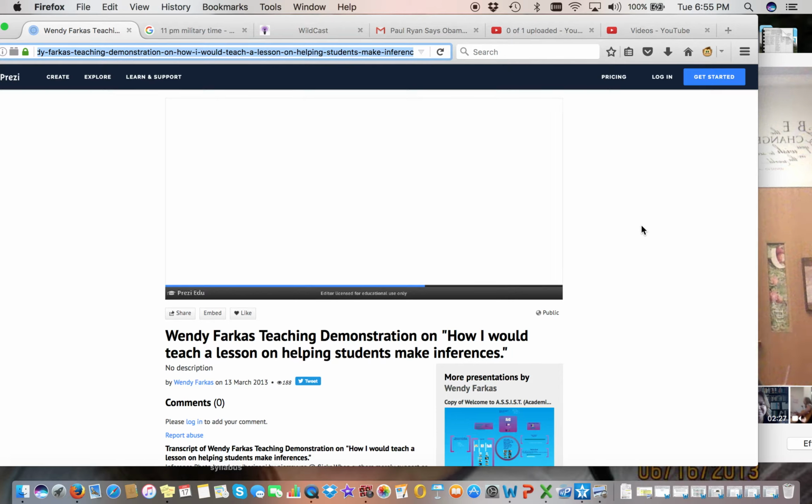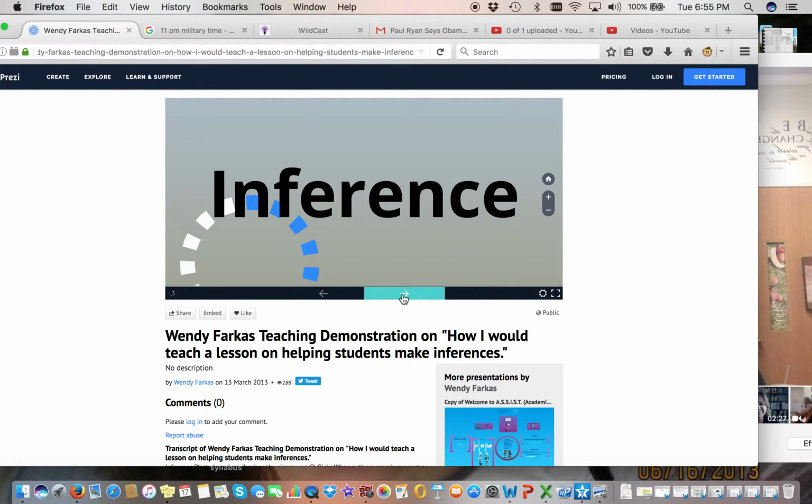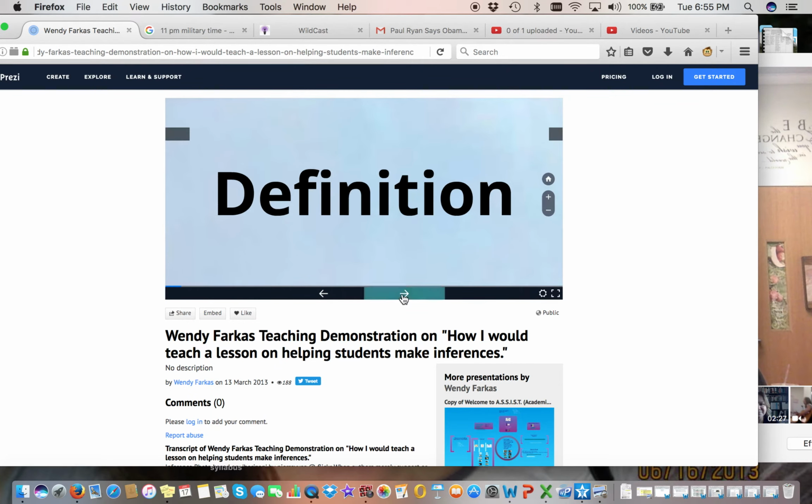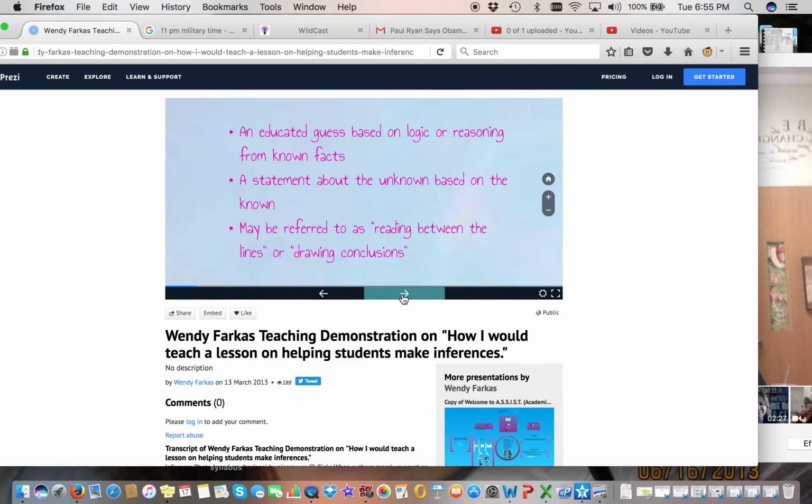What do you think an inference is? It can be put into many different definitions. Some people call an inference an educated guess. But basically what you're doing is taking what you already know, clues from the text, and then making that educated guess. Here are some various definitions: an educated guess based on logic and reasoning from known facts, or a statement about the unknown based on the known. It may be referred to, and oftentimes is, as reading between the lines or drawing conclusions.